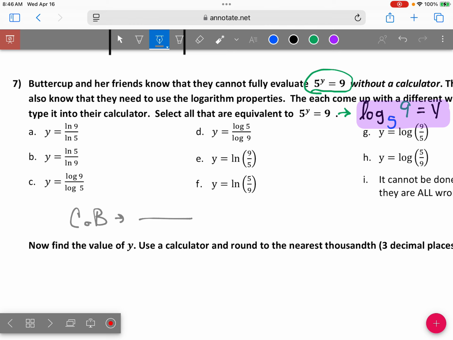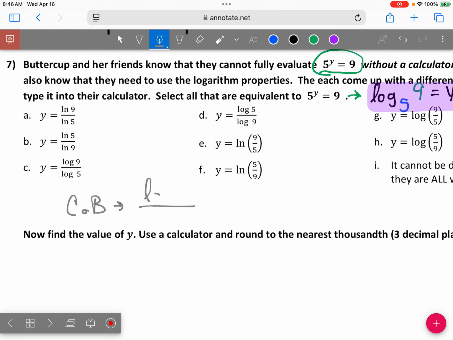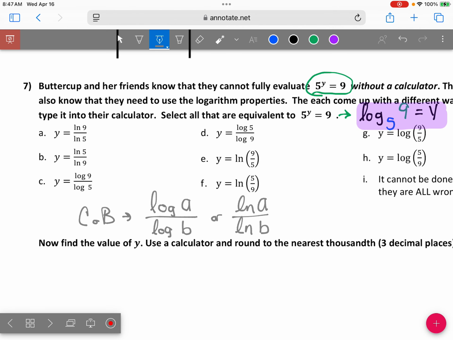Silly, pesky computer. That's when we're going to have our log of our argument over log of our base. Or we can do ln of our argument over ln of our base. So what's our argument again? The 9. So we can do our log of 9 over our base, log of 5. So that's one of the options up here.